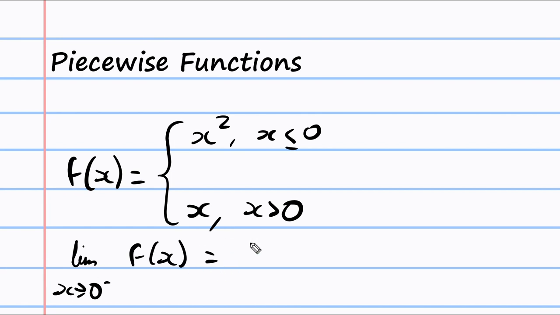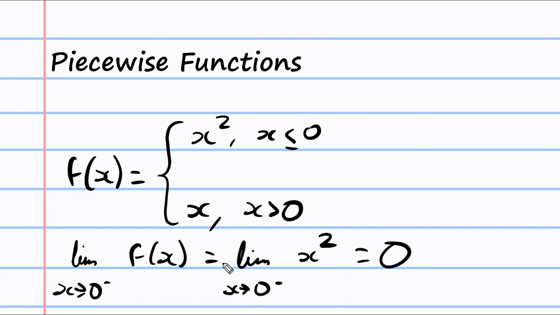So this limit is the same as the limit as x approaches 0 from the left-hand side of x squared, since the function equals x squared when x is less than 0. And now, how do we evaluate this? Well, this is simple. You can just plug in 0 and you'll get 0.